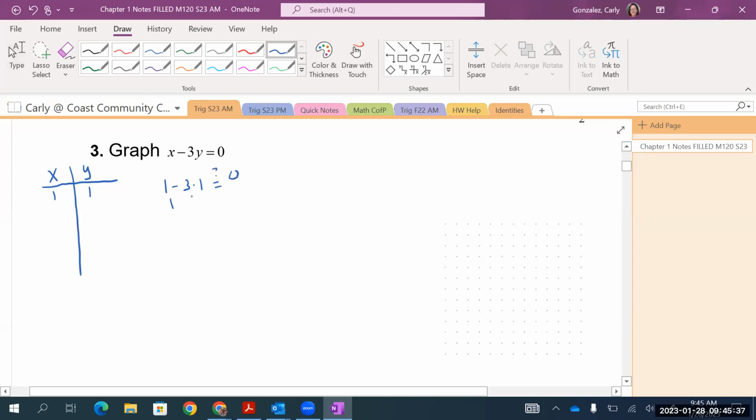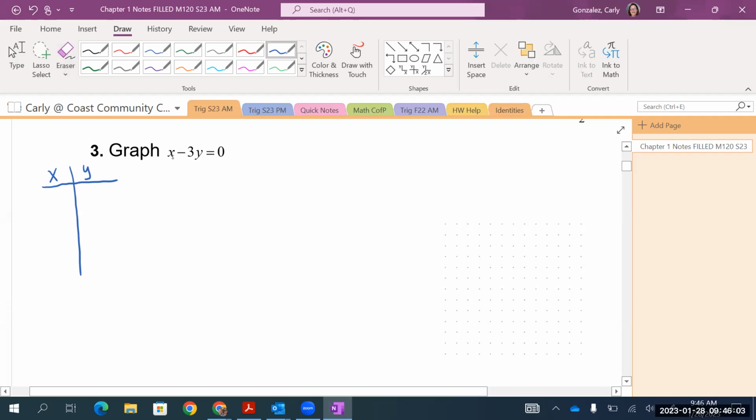Well, we multiply first because order of operations requires us to multiply before we add or subtract. So 3 times 1 is 3. 1 minus 3 will not equal 0. So that means the point 1, 1 is not on the graph. Let's try some other numbers.